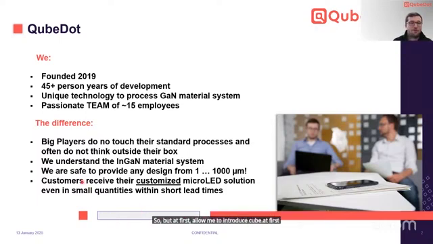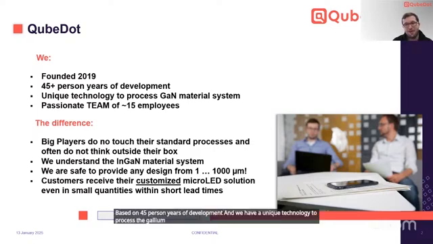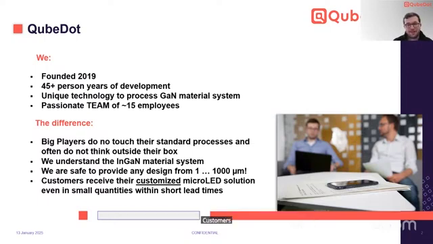We were founded in 2019, based on 45 years of development, and we have a unique technology to process the gallium nitride material system. We are nowadays a passionate team of 15 employees. There's a difference from us to other bigger players, because we do quite some non-standard processes and think a little bit outside the box. And we do understand the indium gallium nitride material system. Customers can receive their customized micro-LED solution even in smaller quantities with rather short lead times.